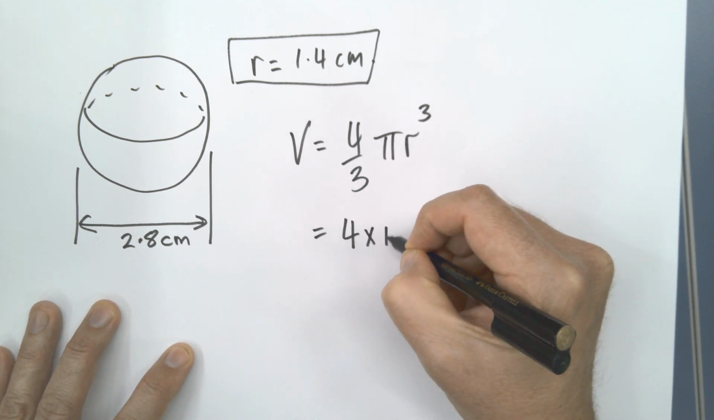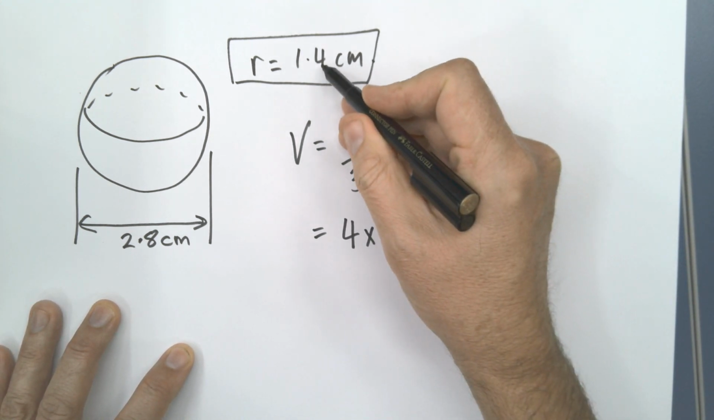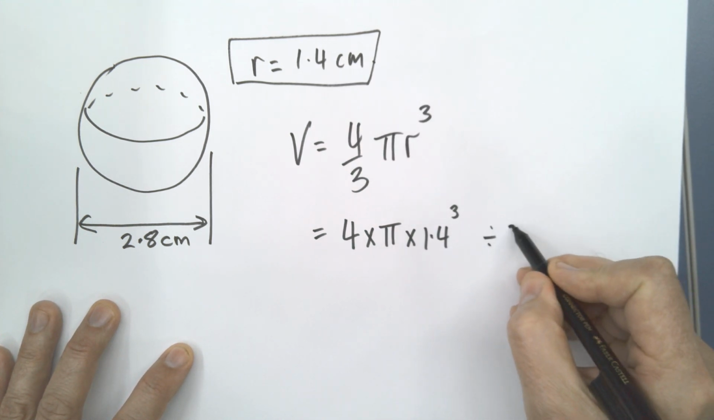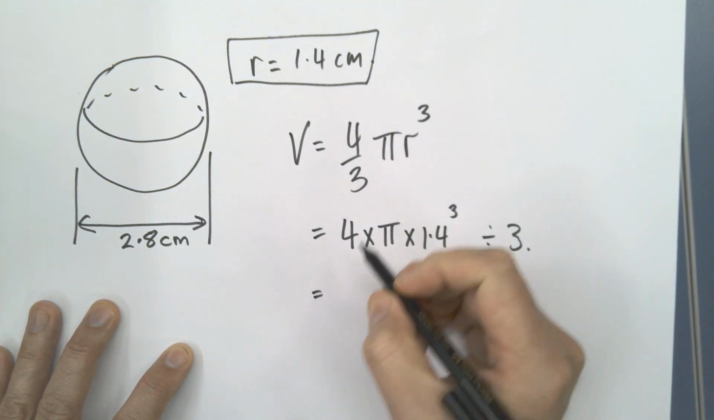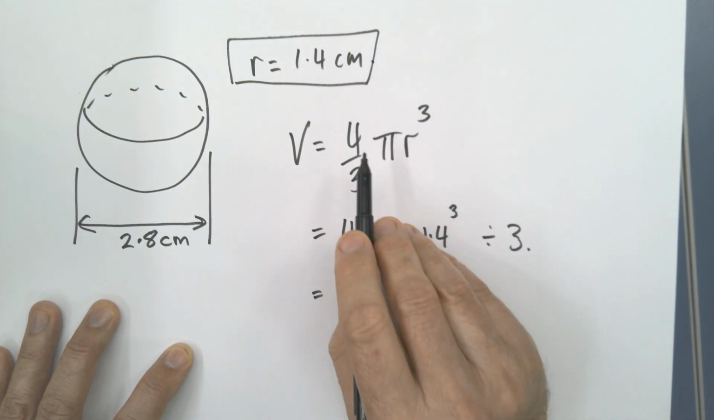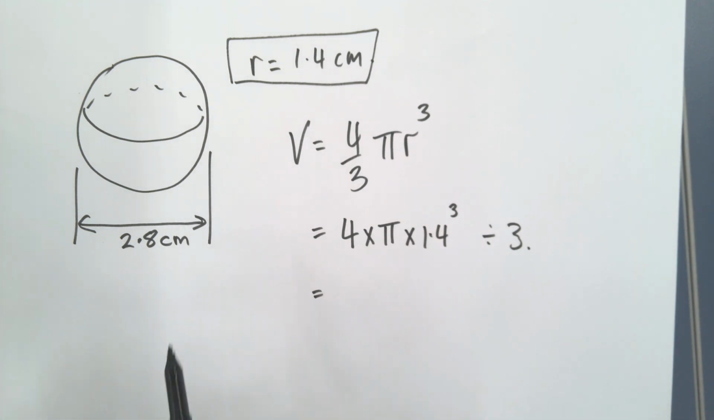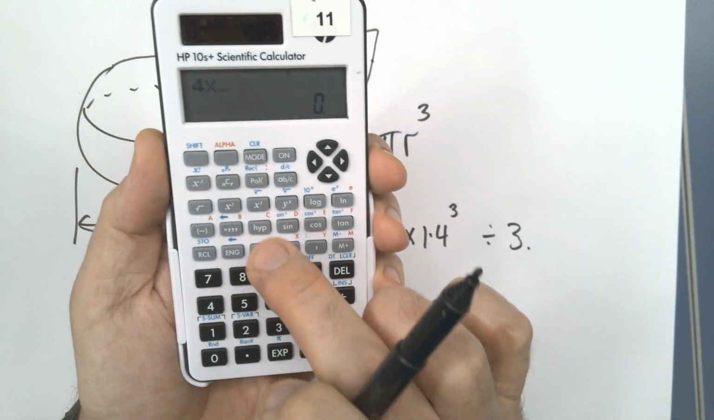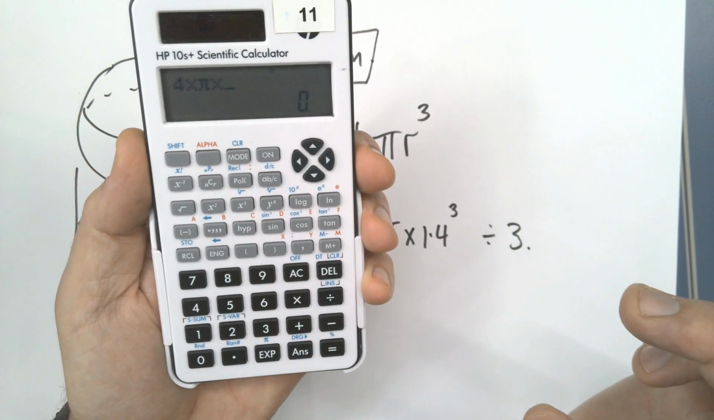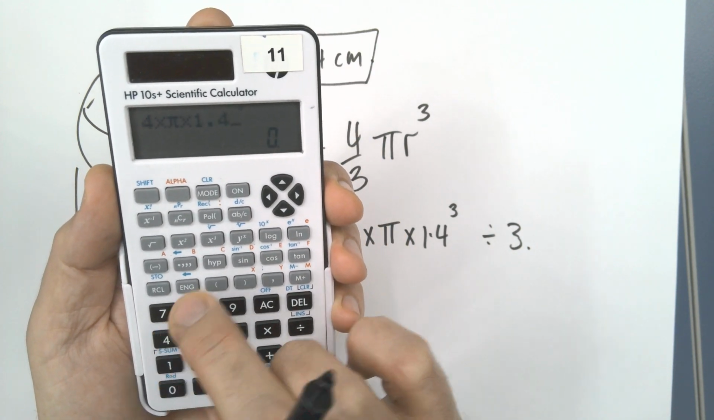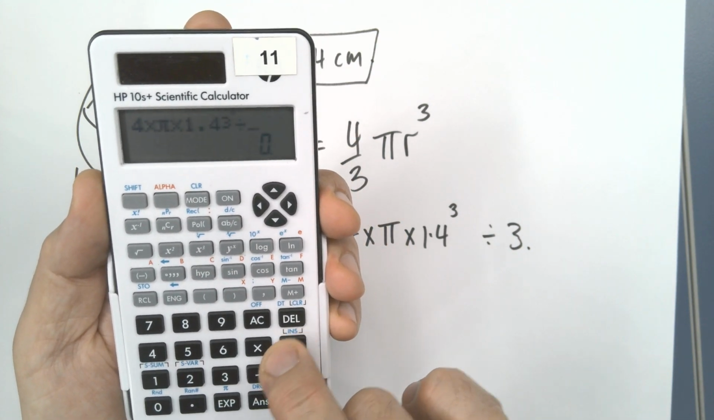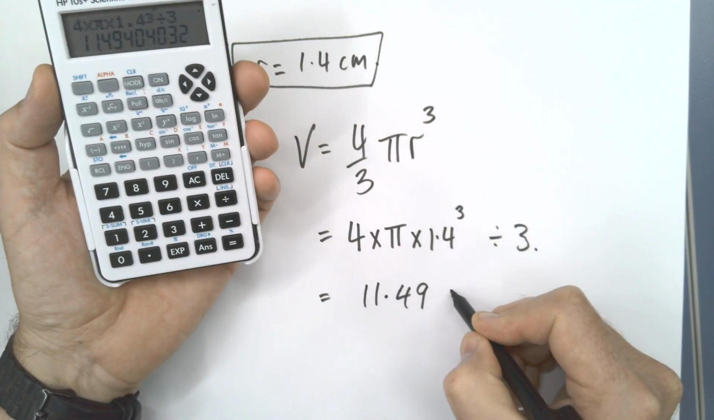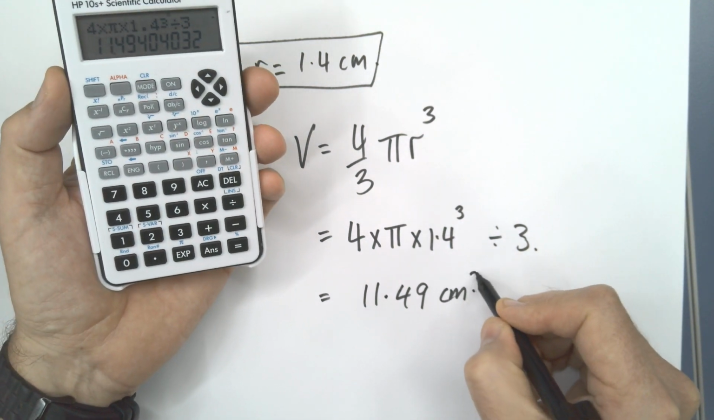This is the way you work it. You go 4 times pi times r cubed. There's your r, and that's going to be the cube button, and at the end you divide by 3, because the times by 4 and divide by 3 is 4/3. So I go 4 times pi times 1.4 cubed, divide 3. That's 11.49 centimeters cubed.